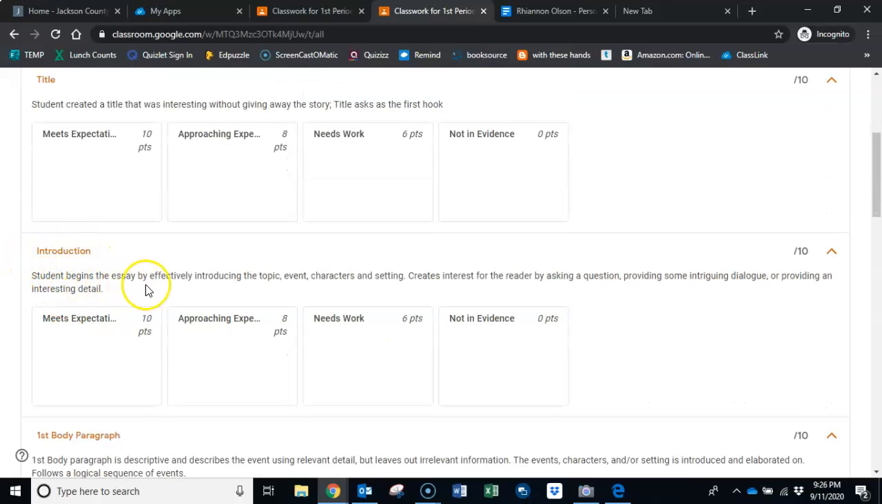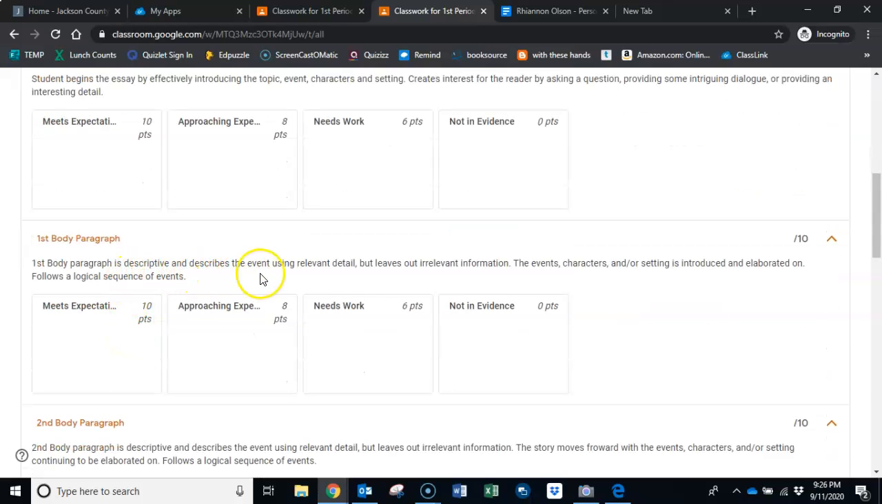Your introduction paragraph, you should begin the essay by effectively introducing the topic, your event, your characters, your setting. You're going to create interest for the reader by asking a question and providing some intriguing dialogue or providing some interesting detail. Your first body paragraph describes the event that's happening using relevant details and leaving out irrelevant information, things that don't belong in the story. Your events, characters, and or setting is introduced and elaborated on, and it follows a logical sequence of events.